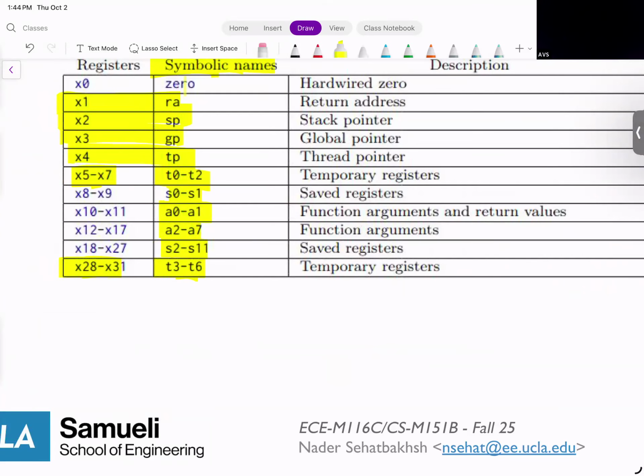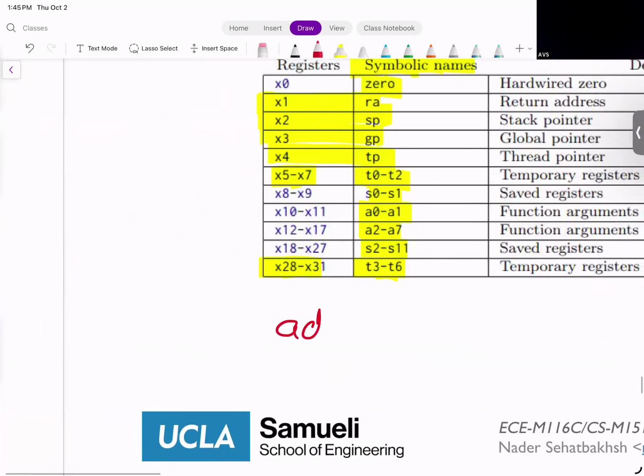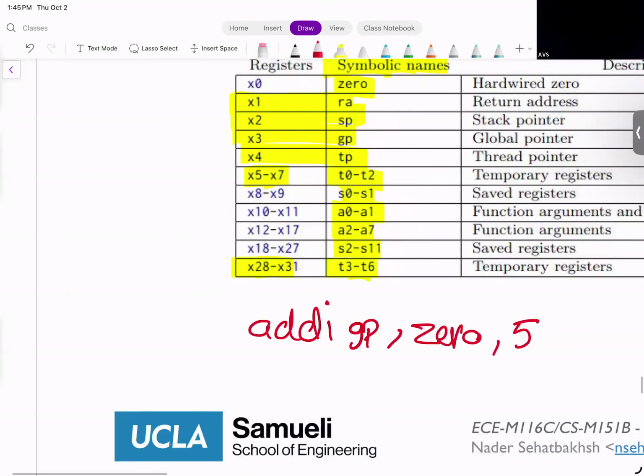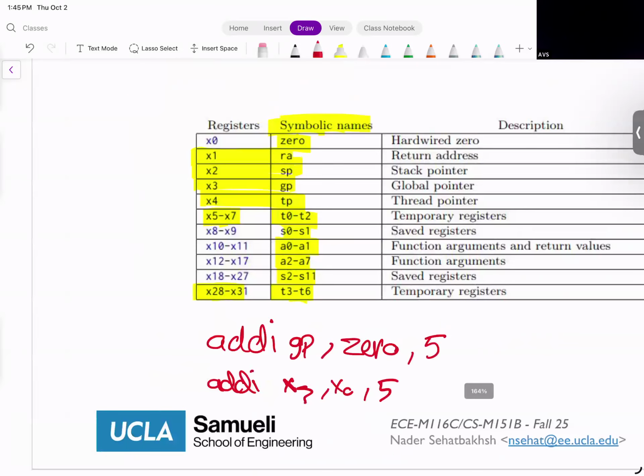And then x0, you can also show it as 0. Like literally the word 0, you can use it instead of x0. So that's also fine. So I can do something like add GP 0 and 5. This means that GP would be equal to 5. Okay? Which means that this is equal to add x3, x0, 5. Okay?